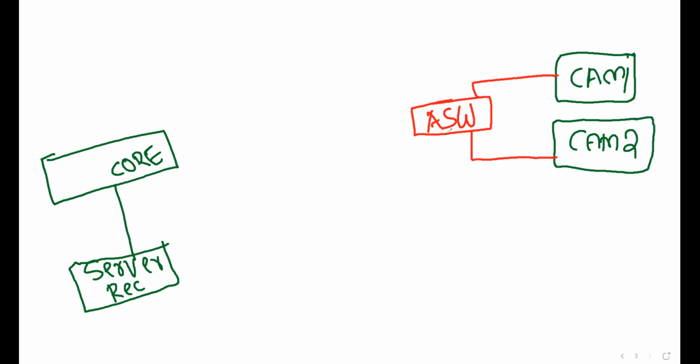Now I need to connect between the core switch and the access switch. Let's say this core switch is located in the MDF room and this access switch is located in the IDF room. Or in other words, the room where the access switch is located we call the IDF. The room where the core switch and the related servers and firewall are located is considered the MDF.